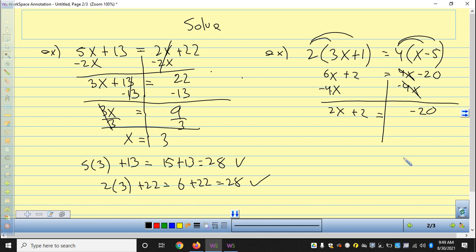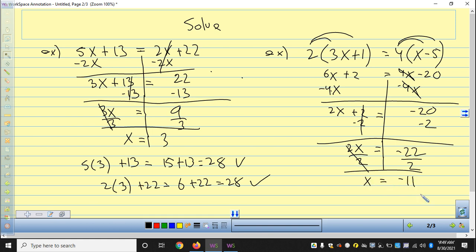This is easy now, right? Next step. Subtract 2. These go away. 2x comes down. Negative 20 minus 2 is negative 22. Good. Last step. Divide by 2. Very nice. Those go away, and I get x equals negative 11.